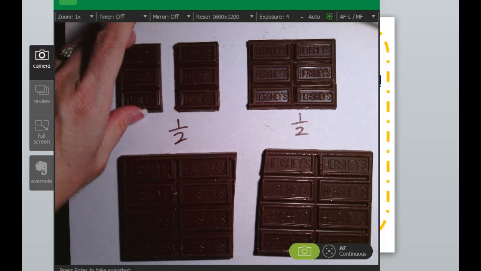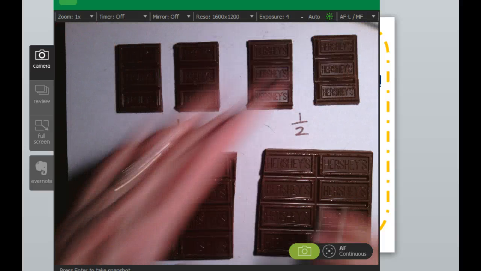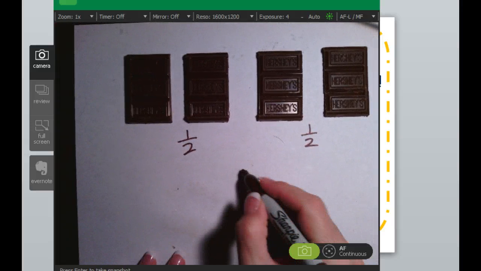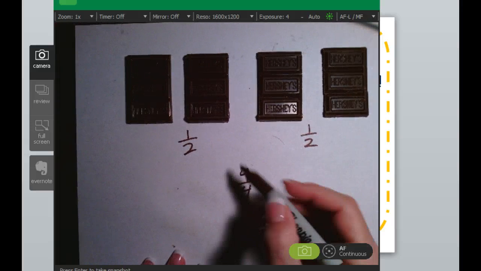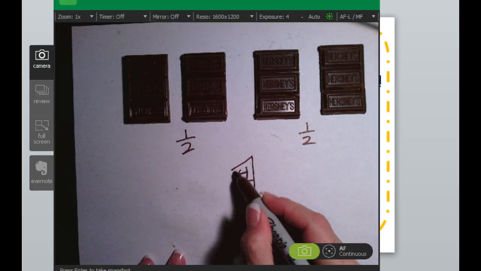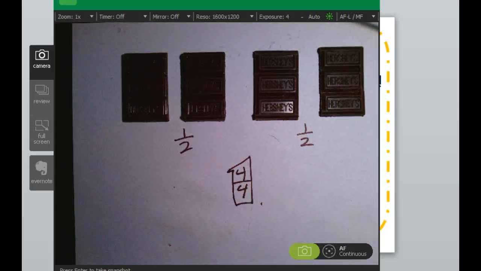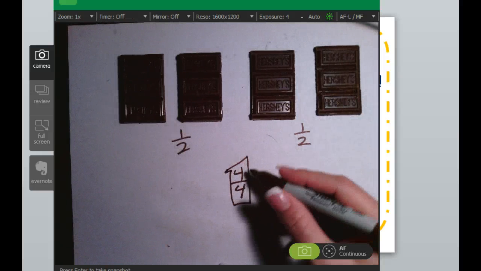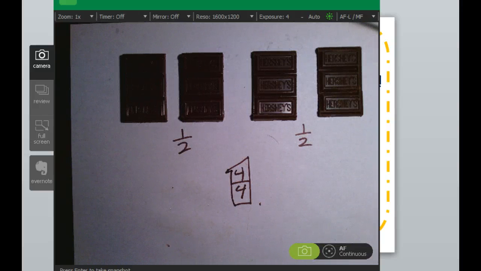You can also see that if I divide this candy bar into fourths, I have 4/4, which is the same as 1 whole. And you can always draw that little 1 to remind you that you're talking about 1 whole. And also, in a minute, we're going to talk about how when we multiply and divide by 1, we don't change the value.